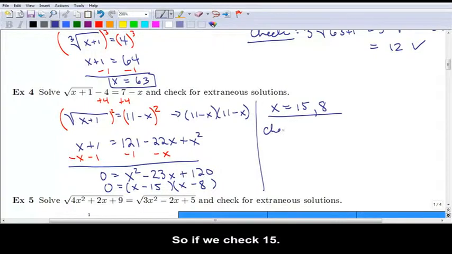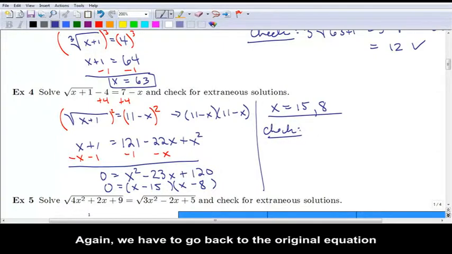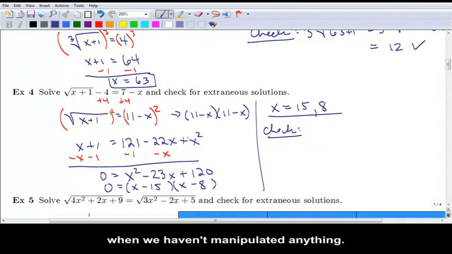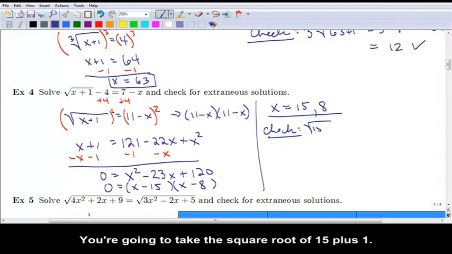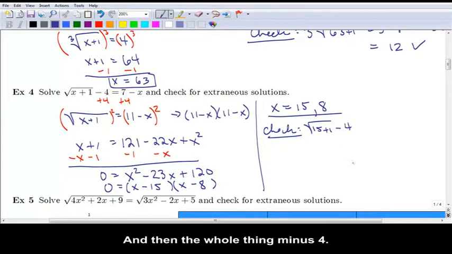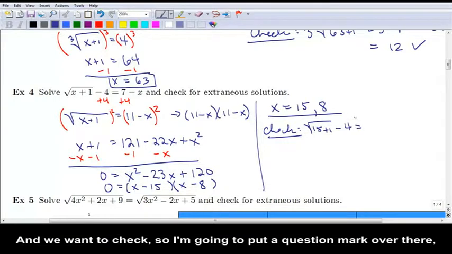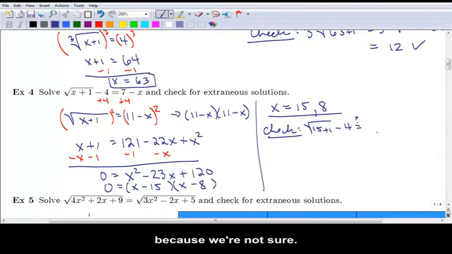So if we check 15, again, we have to go back to the original equation when we haven't manipulated anything. We're going to take the square root of 15 plus 1, and then the whole thing minus 4, and we want to check, so I'm going to put a question mark over there because we're not sure if this is equal to 7 minus 15.